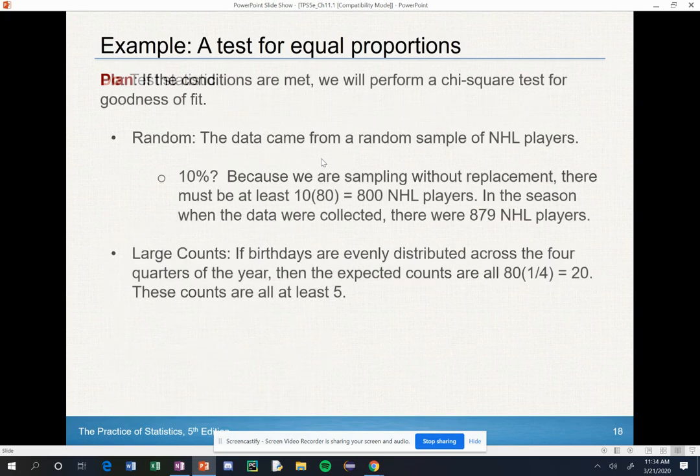Oops, I went a little too fast. So since all these categories are at least 5, meaning the expected counts, we are good to go. So that is 2 of our 4 steps in here: state and plan. The plan is those 3 conditions right there. Let's stop this video and continue on in a little bit.